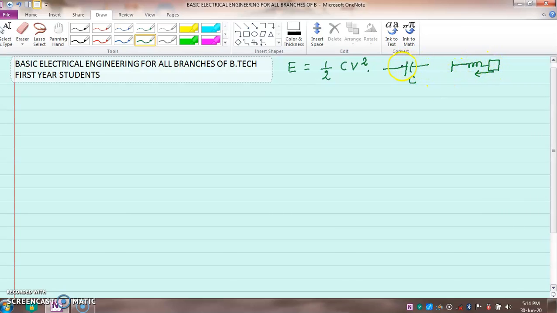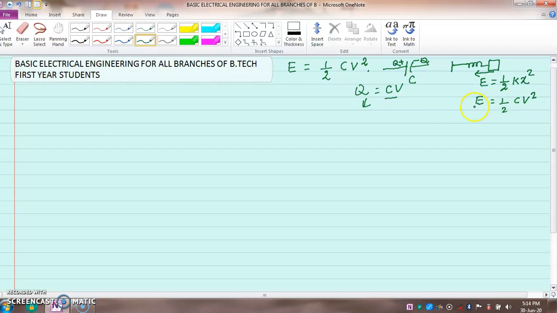In the same way, here energy is stored by placing charge on this capacitor, and that charge is positive Q here or negative Q here, and this Q is C multiplied by V. In the mechanical spring system, the energy, as you have studied in your physics in class 11, is 1/2 kx². In the same way, the energy in a capacitor is 1/2 CV².